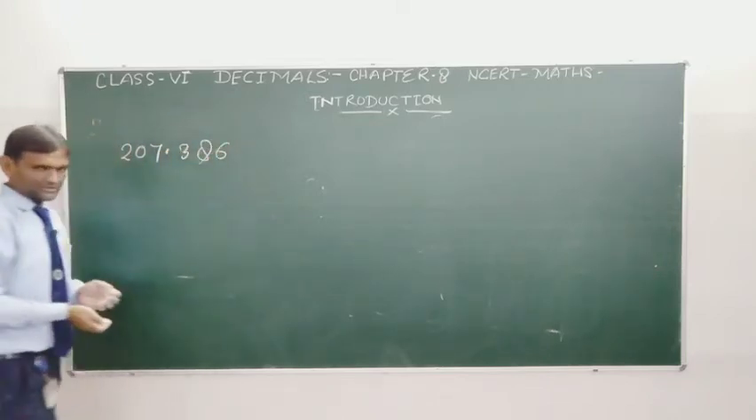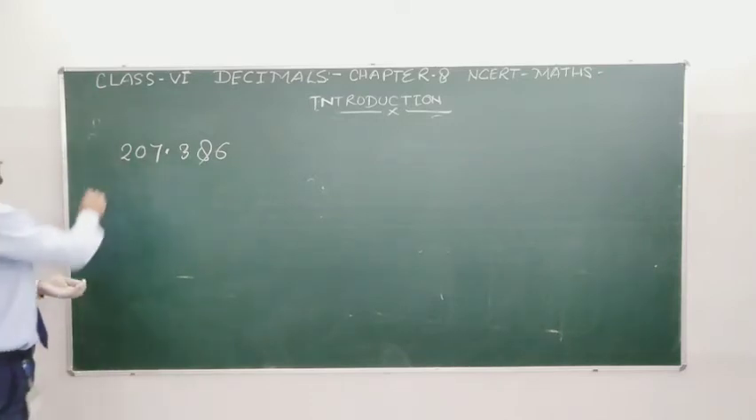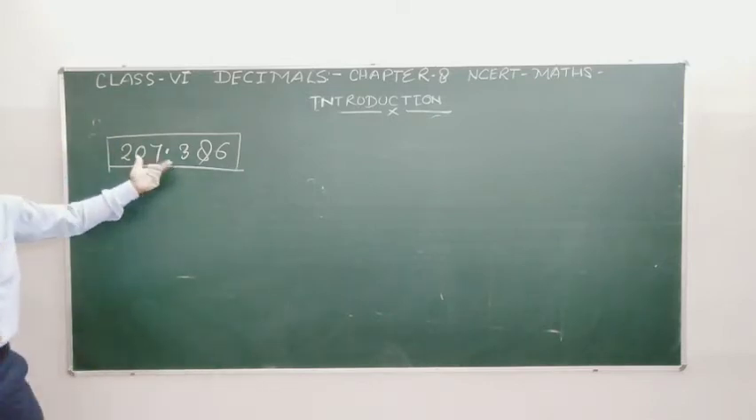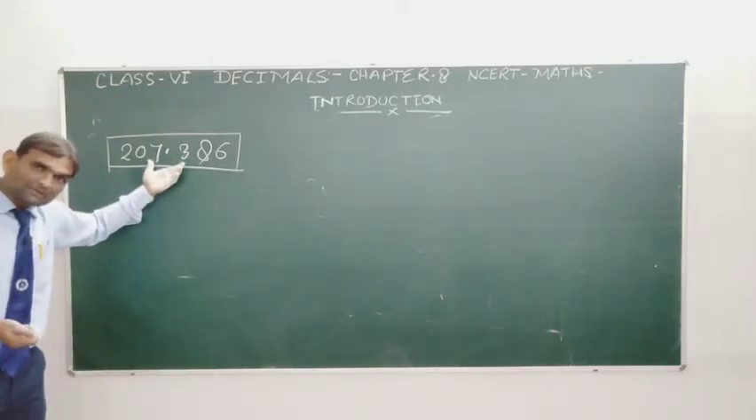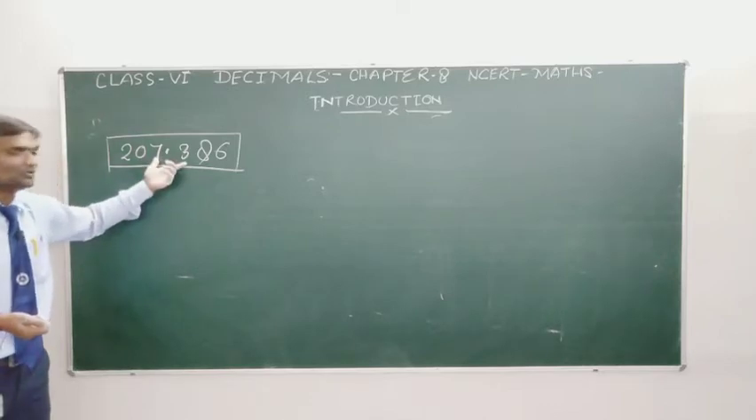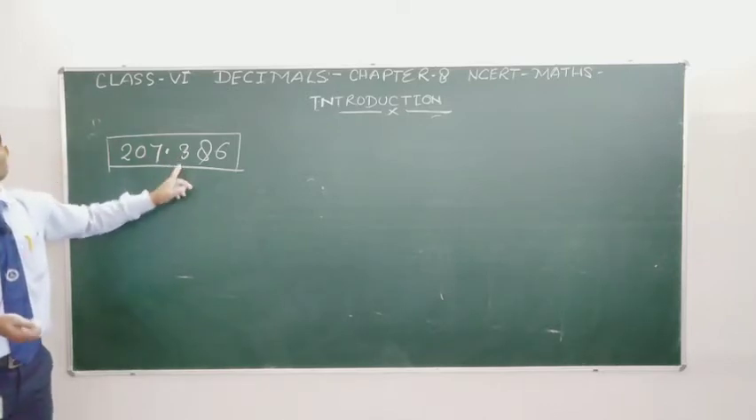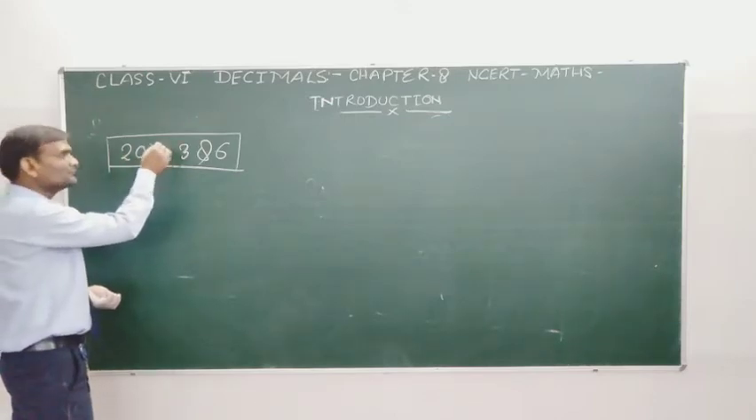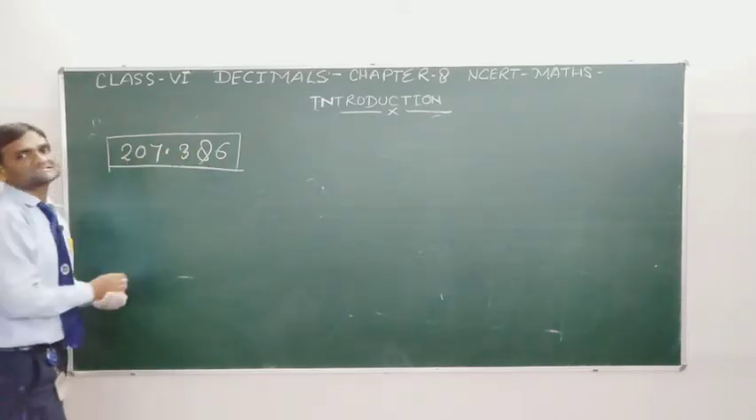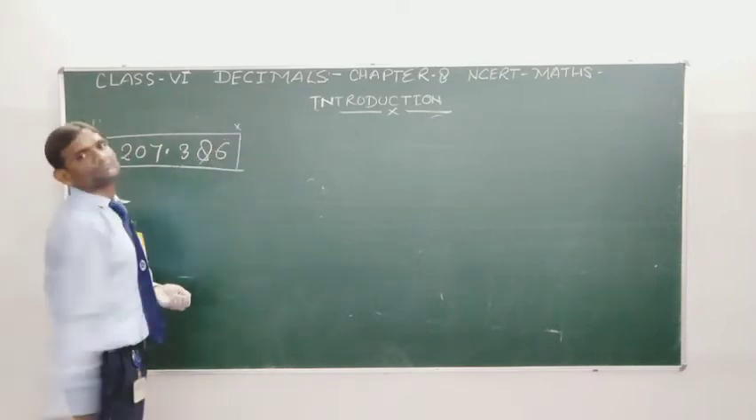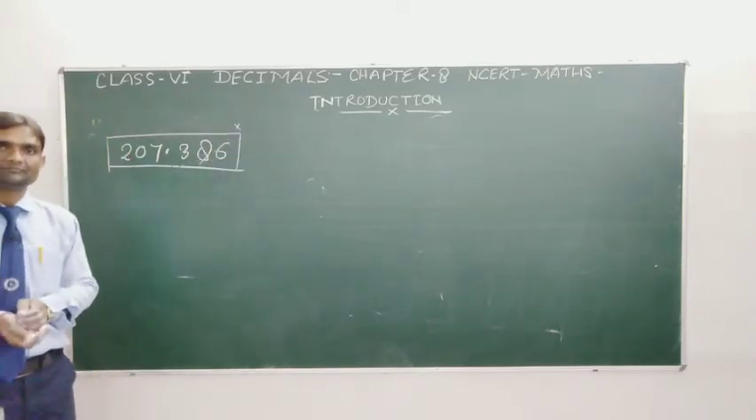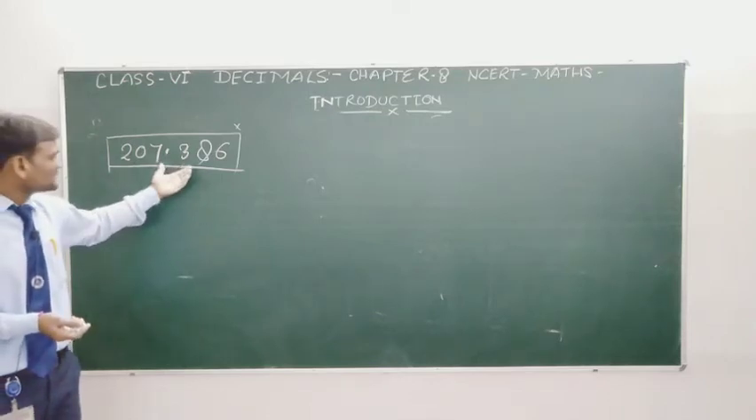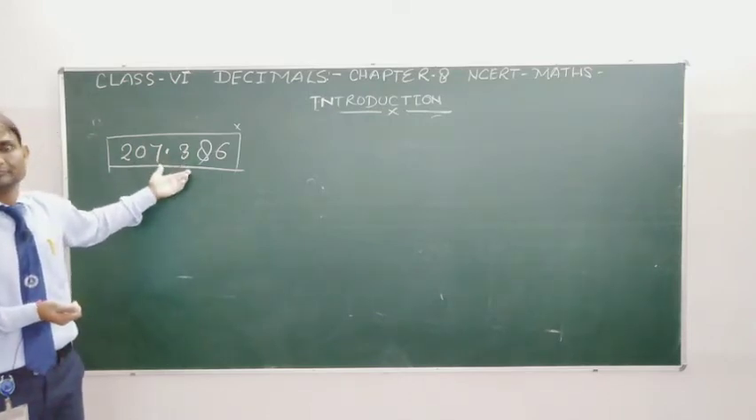207.386, suppose that this is a number and I am saying you read it. मैं आपसे कहूं this is the decimal number and I am saying you read this number. So many students read this number like this: 207.386. That is wrong. This is the wrong method of reading the decimal number. Decimal number पढ़ने का ये wrong method है.